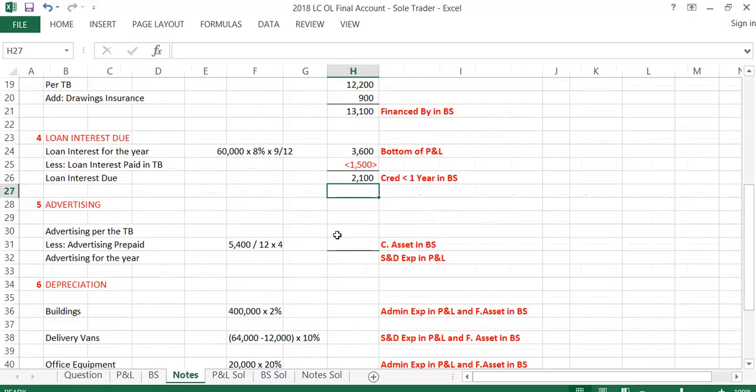So advertising per the trial balance is 5,400. Now I have to take away the prepaid bit. The prepaid bit is going to be 5,400 divided by 12 because it's for the year, and 4 months of that are prepaid for next year. So I'm going to be taking away 1,800, which will leave me with 3,600. So the advertising prepaid is 1,800. It will go as a current asset in the balance sheet. And the total advertising for the year, the 3,600, which relates to this year, will go as a selling and distribution expense in the profit and loss account.